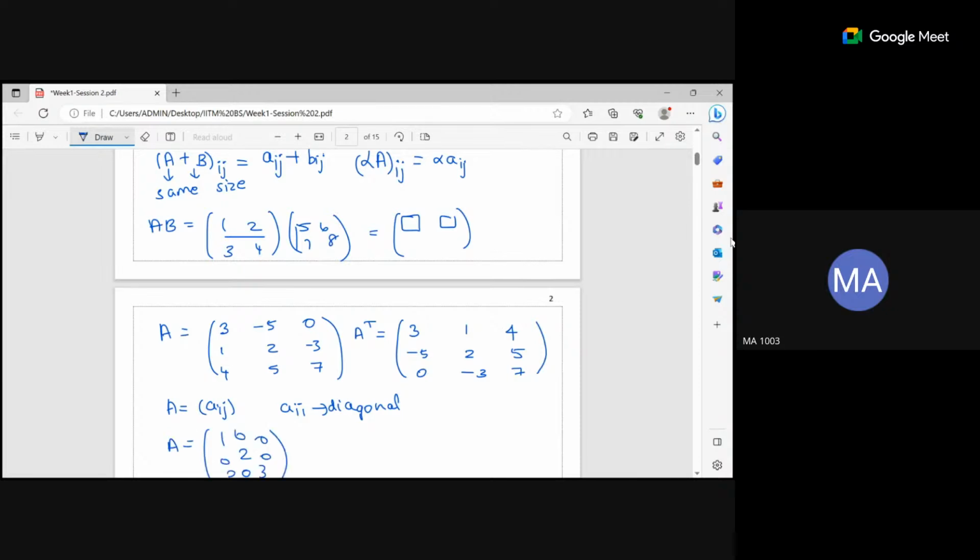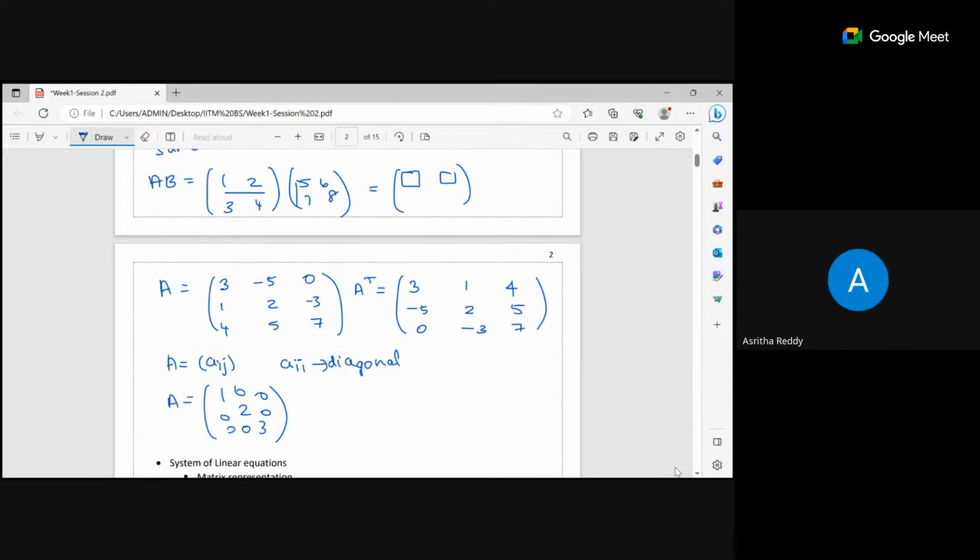Okay. What is the next type you are having here? What is a scalar matrix? All the diagonal entries are the same. So every scalar matrix is a diagonal matrix. Is the converse true? No, ma'am. No. So for example, we have this itself. This is a diagonal matrix, but is this scalar? No, this is not scalar.